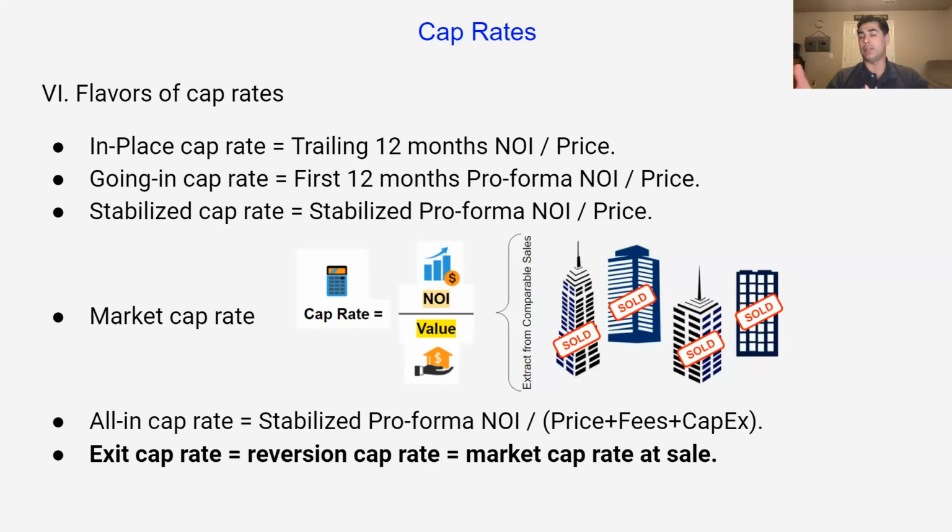You might want to apply like 10 basis points, so 0.10% per year for 5 years, which gives you 50 basis points. So if you start with that 5% cap at acquisition and you apply 10 basis points per year for that 5 year hold, your reversion cap rate would be 5.5%. Just a real quick example, in case there was some confusion, but that's pretty much it for that.